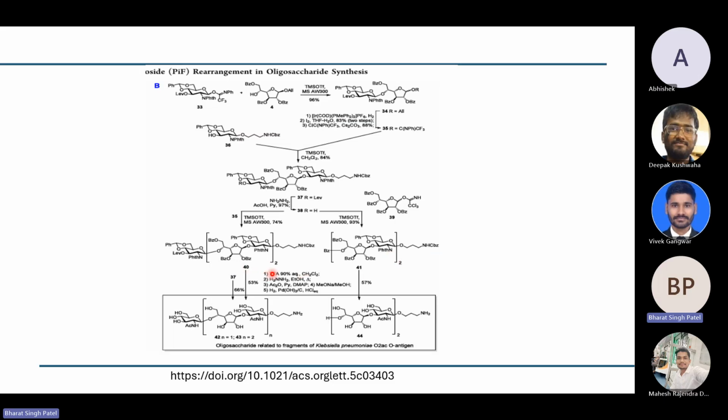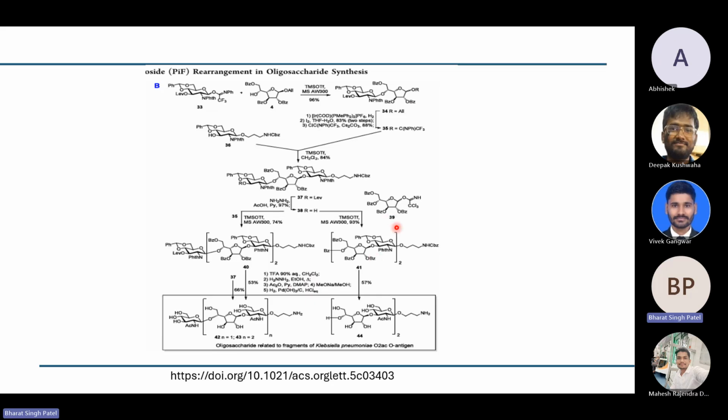Then again, first they removed this benzylidene protection by using TFA, and then hydrazine in ethyl alcohol under reflux conditions to remove the phthalimide as well as the levulinoyl group, followed by acetylation of the amine and the free hydroxyls, and then again deacetylation of all the hydroxyl groups, followed by CBZ deprotection using hydrogen and palladium conditions. So they were able to get this pentasaccharide in good yield.